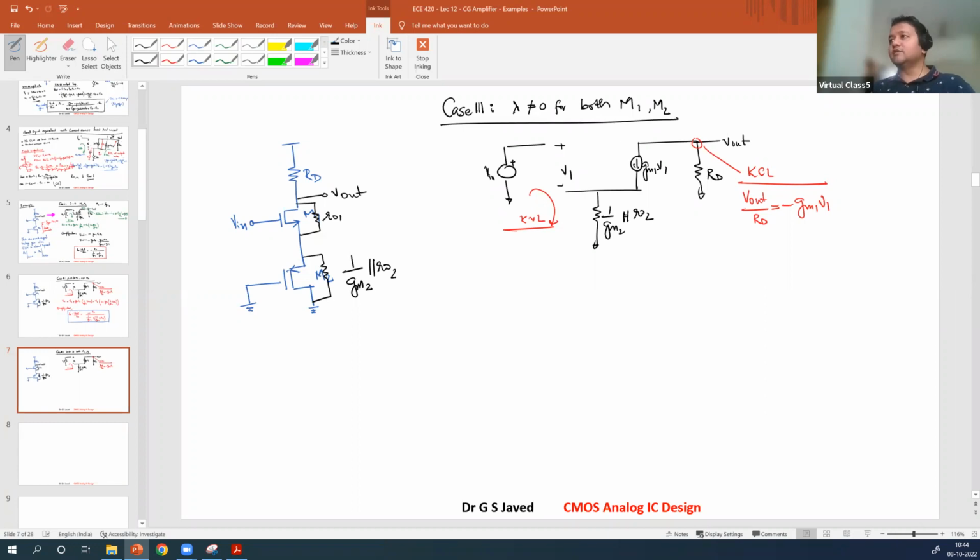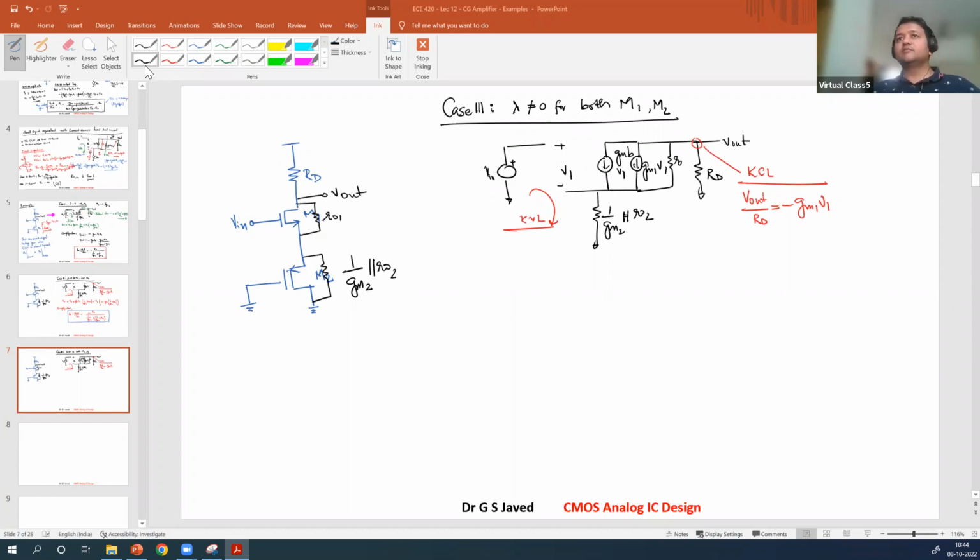You will get 2 factors here. So along with this RO, you will get another gmb V1. So this is the other factor. And here you will get RO2 present here. So what is that value? So we will now begin. So how do we begin?